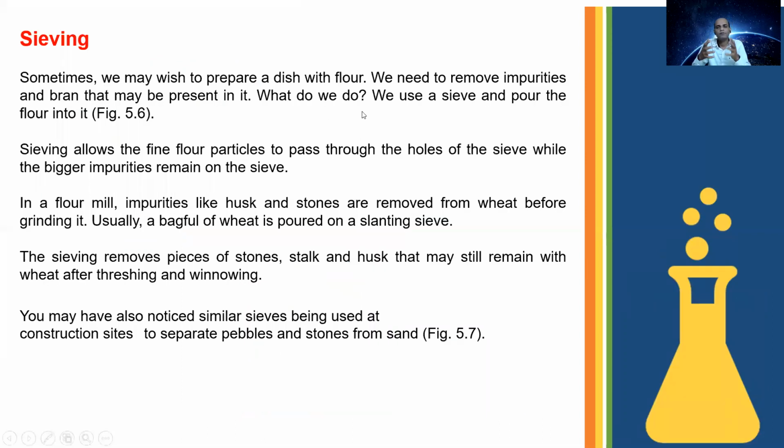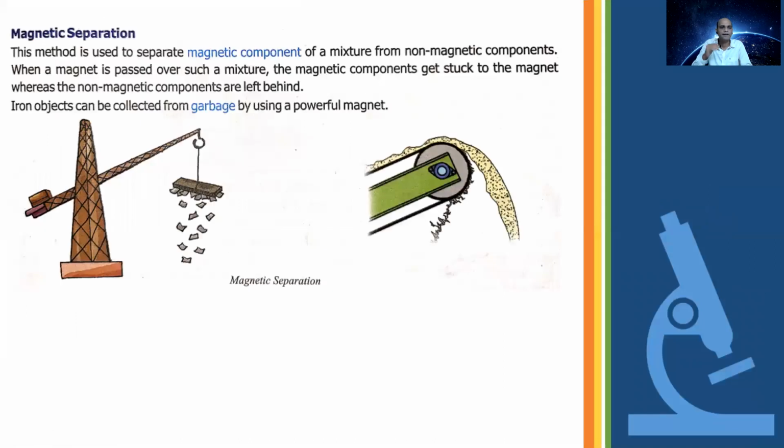From this flour, the husk, stalk and other small particles are being separated by this process. Okay, these are called impurities. Sieving allows fine flour particles to pass through the holes of the sieve while bigger impurities remain on the sieve. This process is known as sieving. Sieving means small particles go through the sieve and the big particles which we don't want are collected upon the sieve and we separate them using this process.